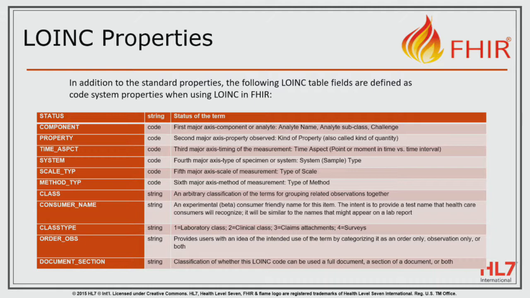There's also the arbitrary classification for terms, arbitrary because LOINC just decided they fit together well. Consumer name, which is sort of new. I don't know if it's still beta, but it's fairly new. It provides a test name that healthcare consumers will recognize rather than something that only a clinician with 22 years of experience will understand. Laboratory class, so it's labs or clinical, claims attachments or surveys. Order observation provides an idea, where you can read it. In document section, classification whether this LOINC code can be used as full documents, a section of document, or both.